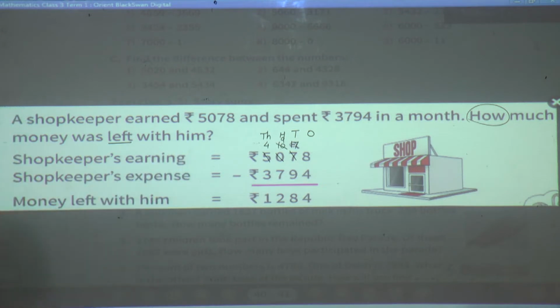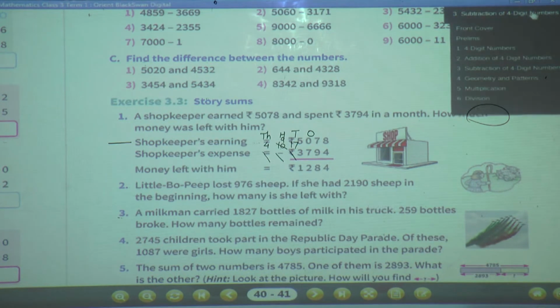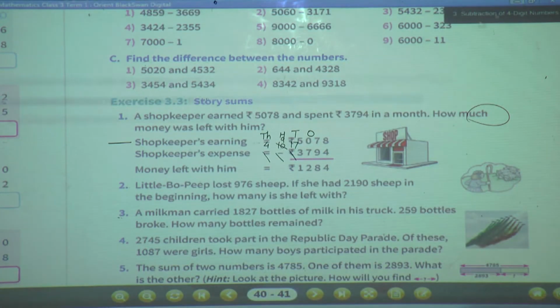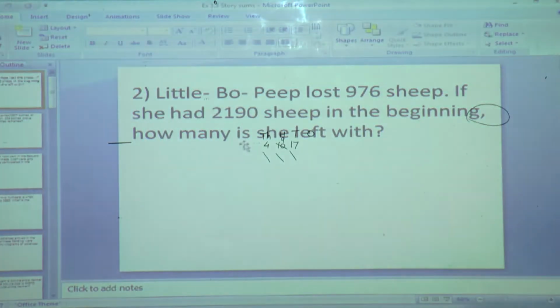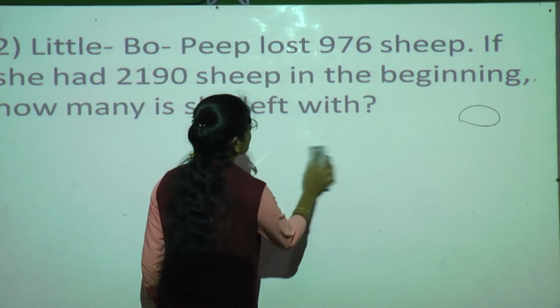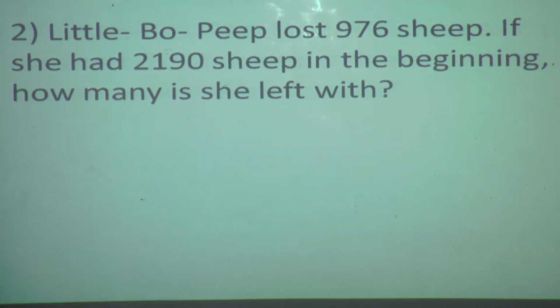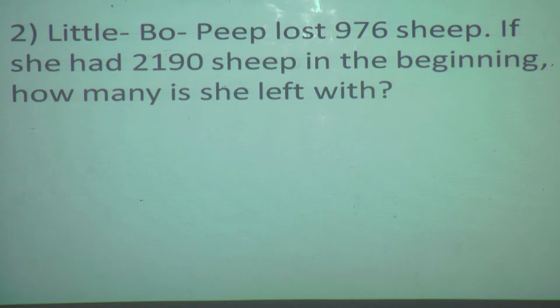Okay. Now open your textbook and keep it in front of you. Now we will solve another example. Example number 2. Now see what the example is. Second example. Read the question in your mind. The question is, Little Bo Peep lost 976 sheep. If she had 2190 sheep in the beginning, how many are left with her?